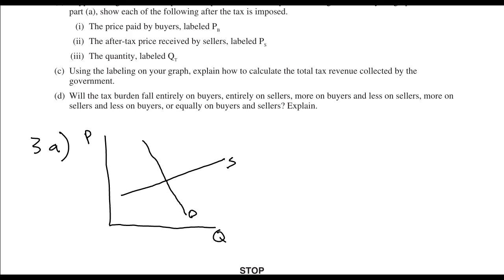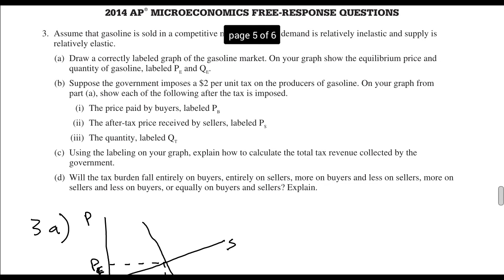And then I need to label my P sub E and Q sub E. I used lowercase on one and uppercase on the other. Let's make them both uppercase. There we go. Beautiful. Alright, there's P sub E. So that was part 1.